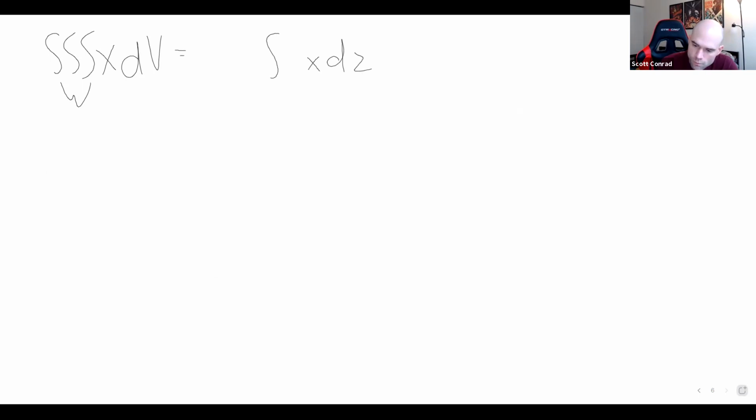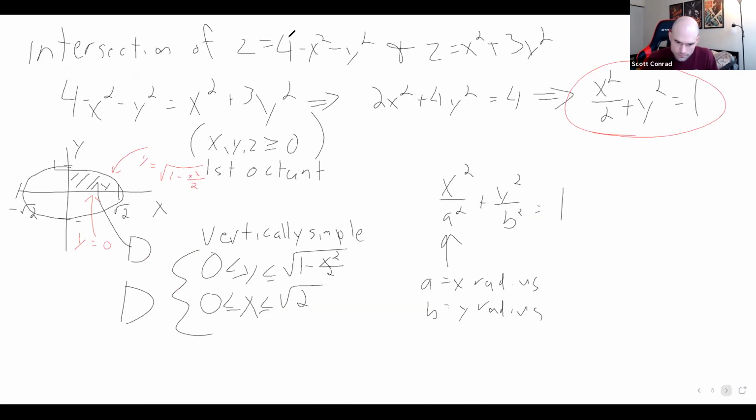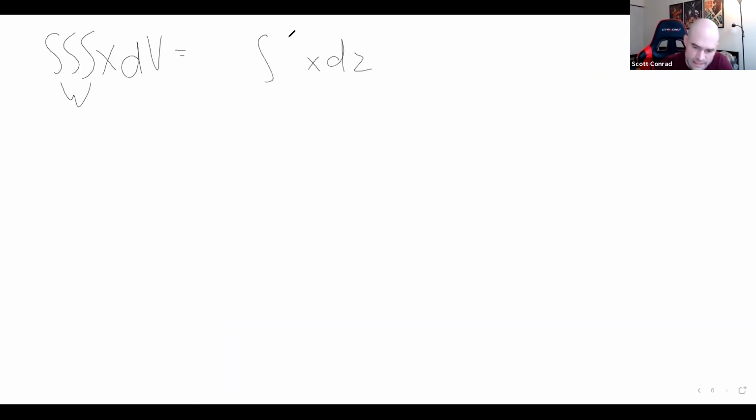Let me give myself more room. So we said z. Right, so the top surface is z equals 4 minus x squared minus y squared, and the bottom is z equals x squared plus 3y squared.